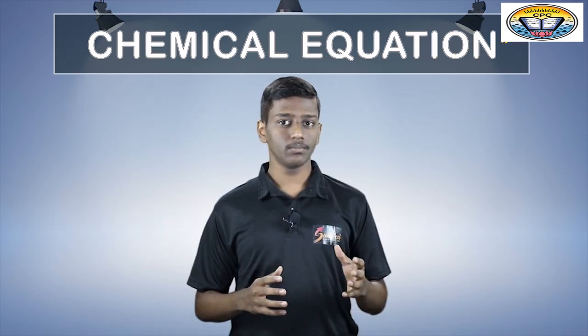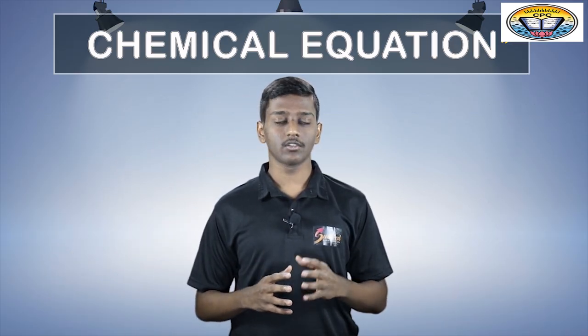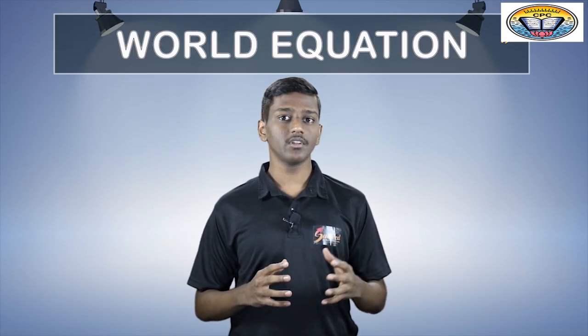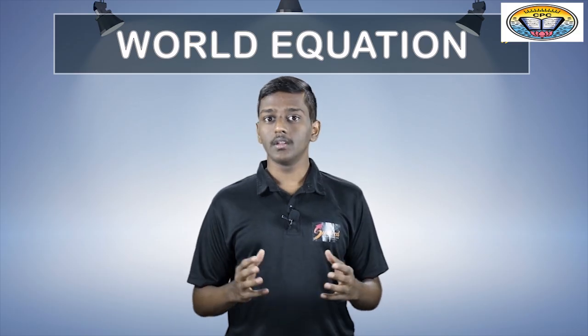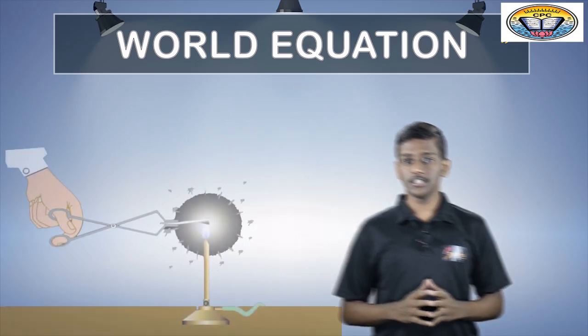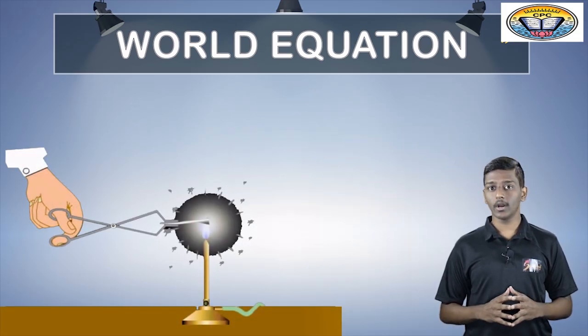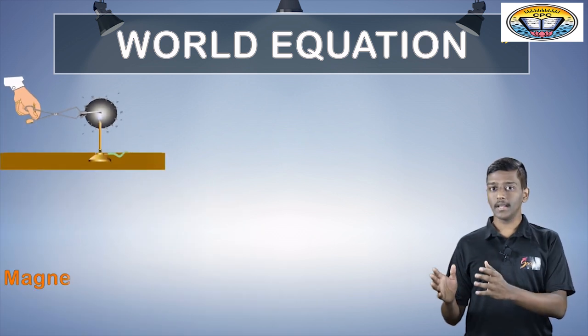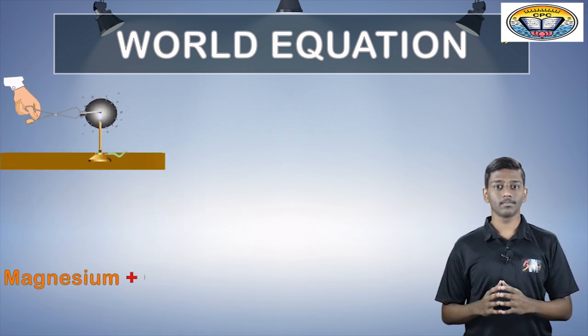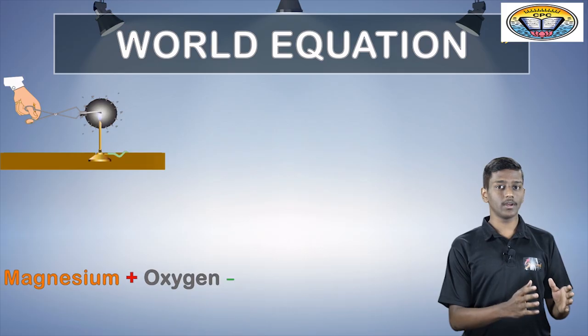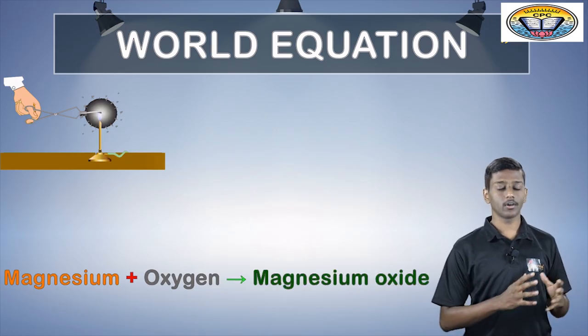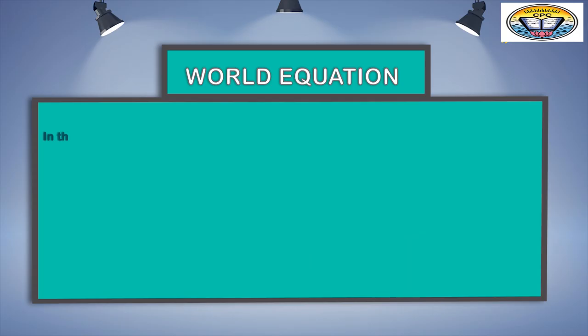So we use simpler and smaller techniques called the word equation to represent chemical equations. Now let us represent the magnesium ribbon experiment using the word equation. Magnesium plus oxygen giving rise to magnesium oxide. In a word equation, the reactants are written on the left hand side and the products on the right hand side.